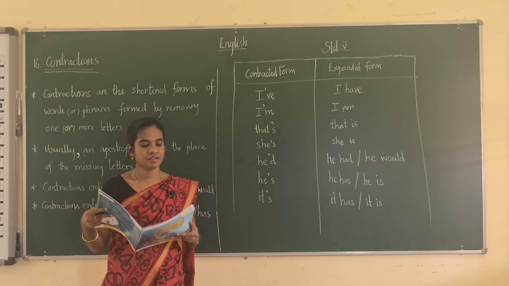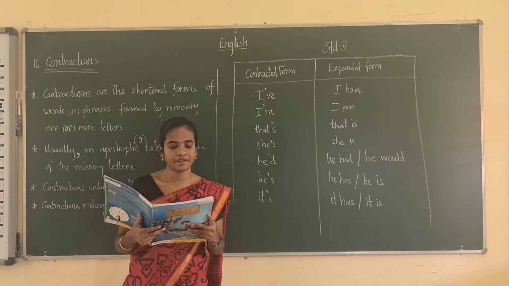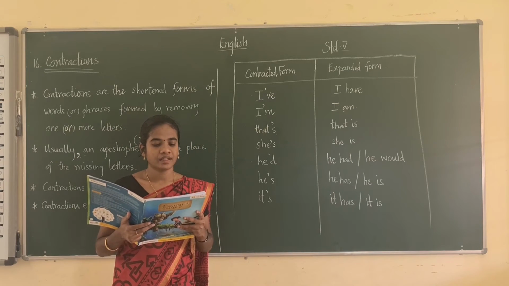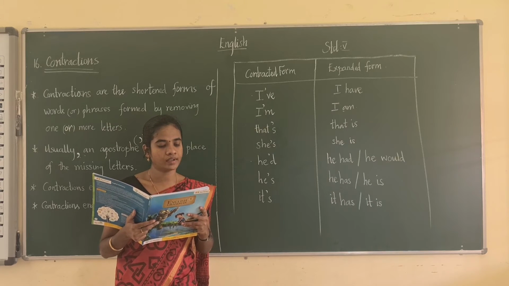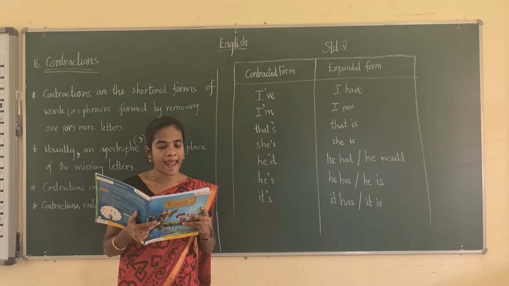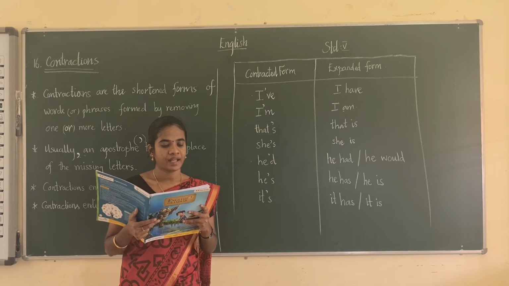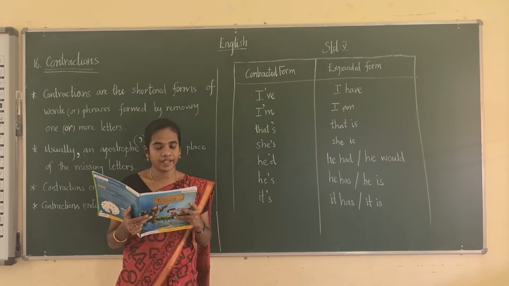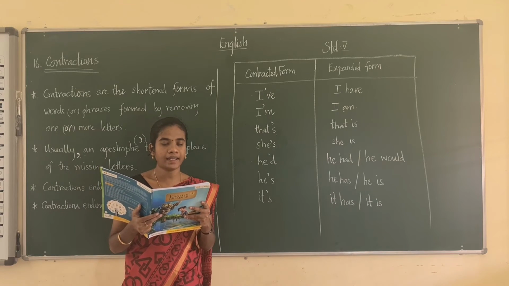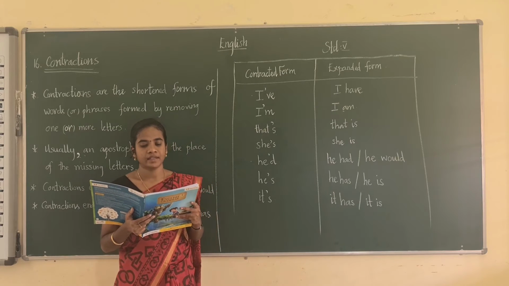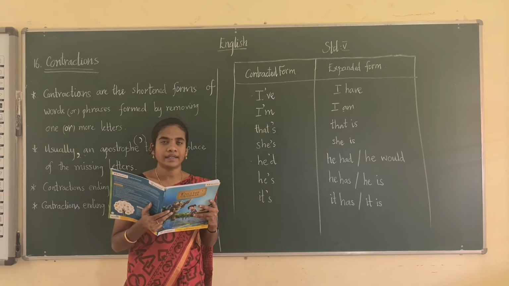Turn to the next page. Here also a few more contractions are given for you. He'd, he had, he would; he's, he has, he is; I'll, I will; I'm, I am; it's, it is or it has.